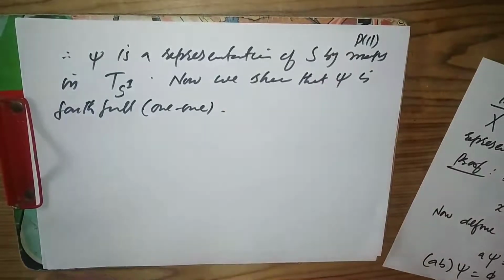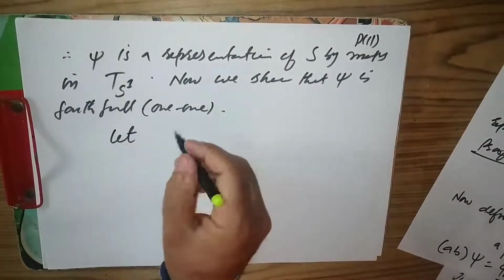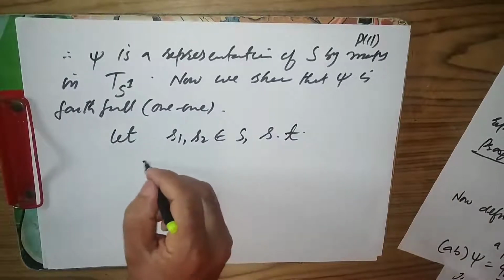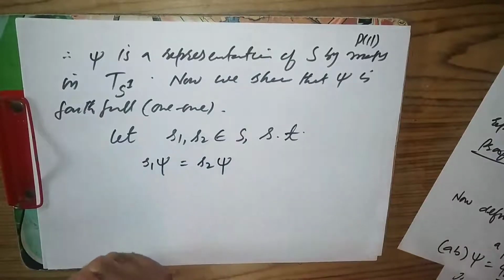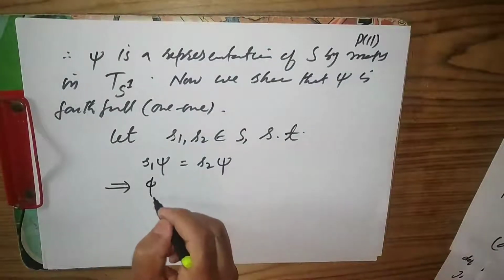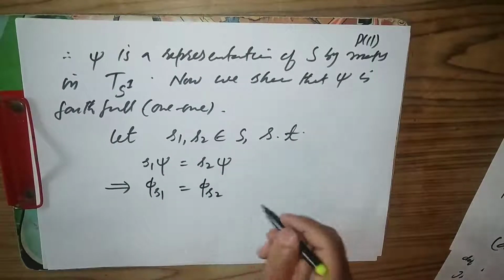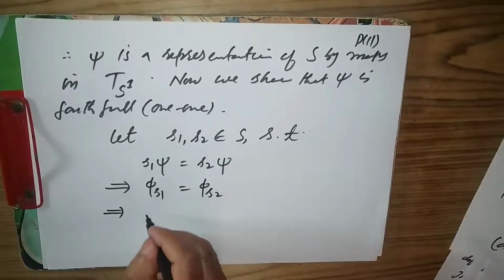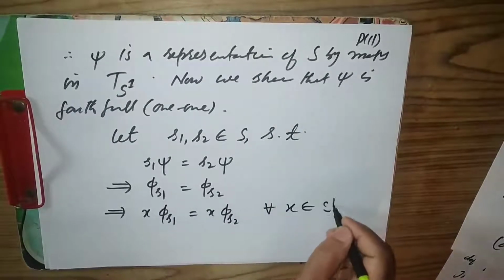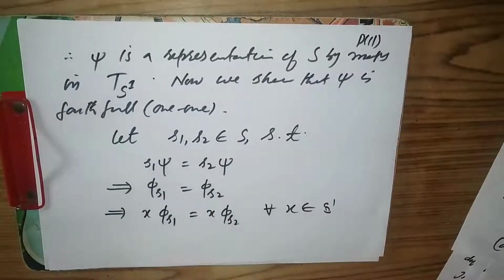Psi is faithful means it's 1-1. Psi is a map from S to Tx. Let us choose any two points in S. Let s1, s2 belong to S such that s1 psi is the same as s2 psi. By our definition, a psi is equal to phi a, so phi s1 is equal to phi s2. They are equal maps in Tx, which implies x phi s1 is equal to x phi s2 for all x in S1, because phi s1 and phi s2 are maps from X to X.